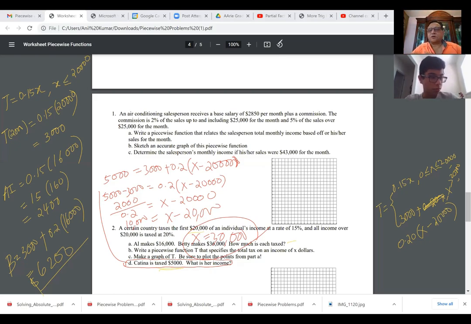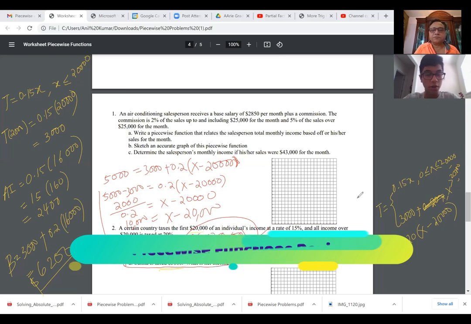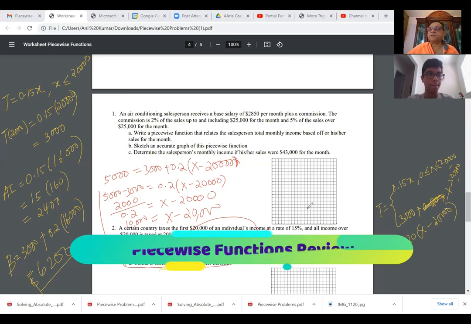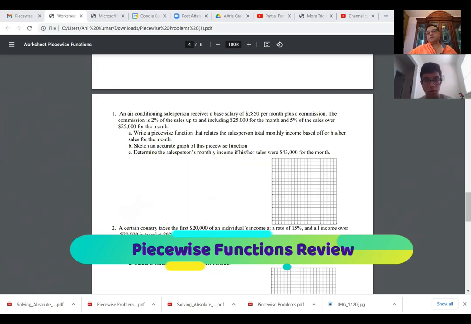So I hope this concept is absolutely clear, how we use piecewise functions in real life. So that is taxes and commissions and sales earnings, right? These two are good examples normally seen in test papers also. Okay, so we'll end our class here.